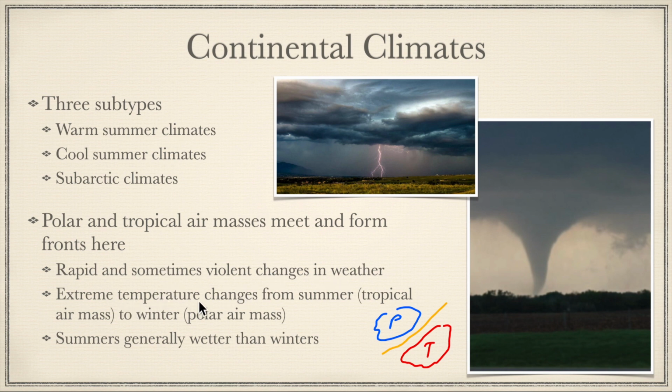We also end up with extreme temperature changes, with tropical air masses dominating in the summer and polar air masses dominating in the winter. So it gets really warm in the summer because of the tropical air, and in the winter polar air masses come in, and you have colder weather. Summers here are generally wetter than the winters.